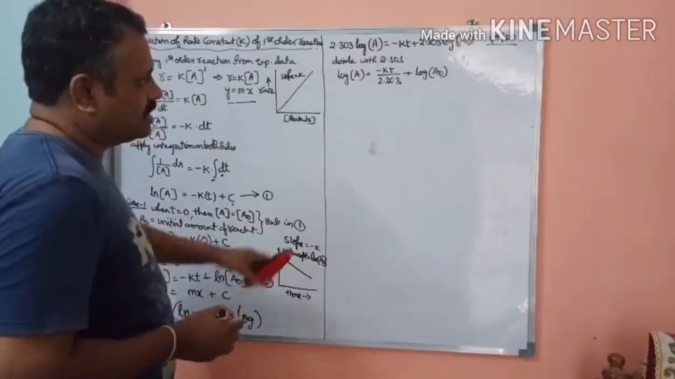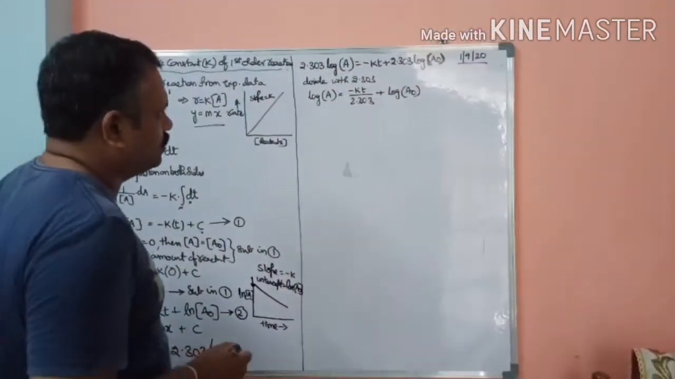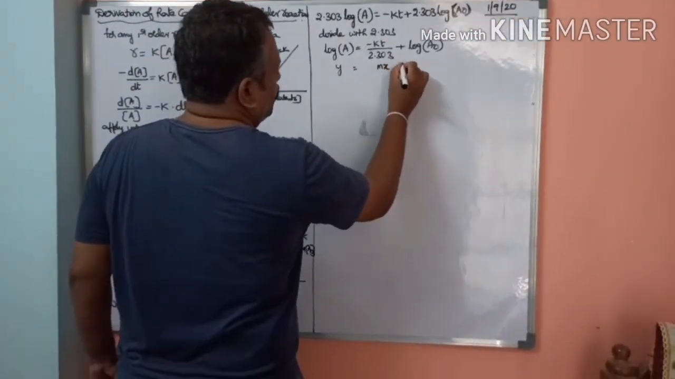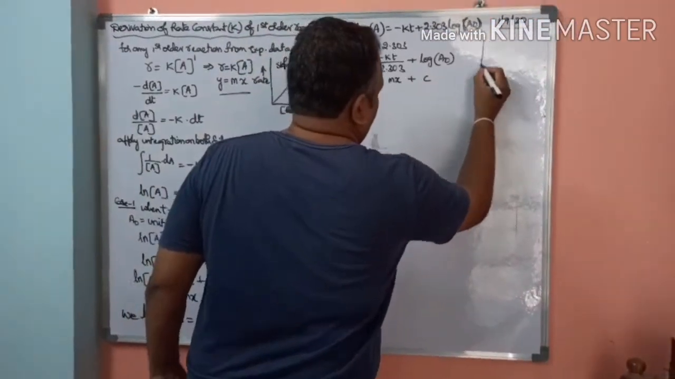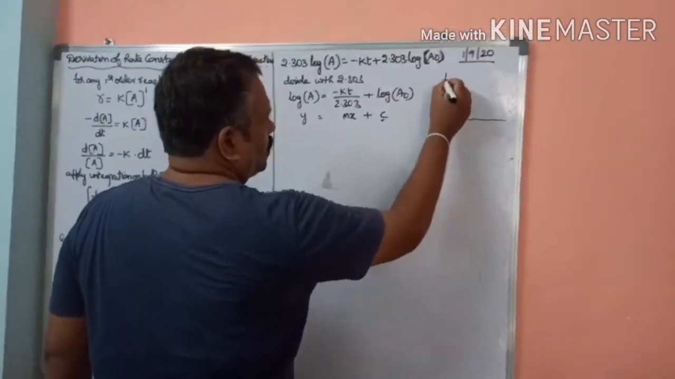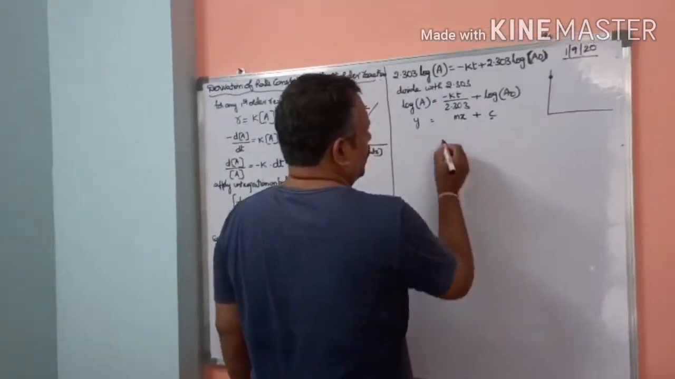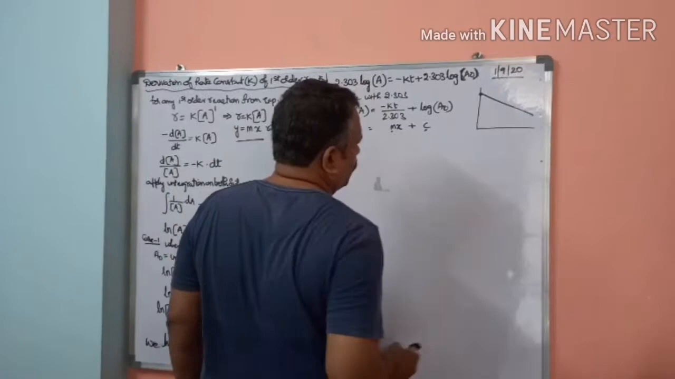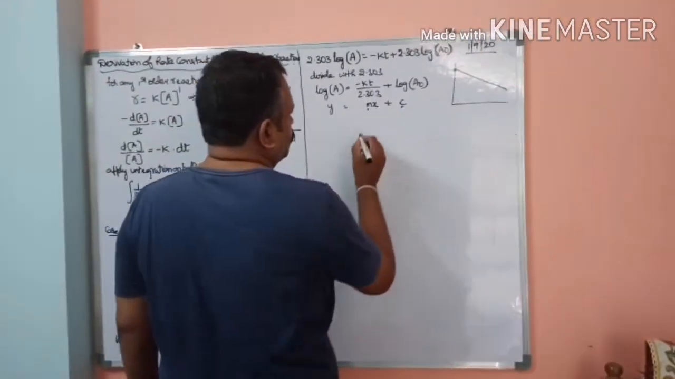Okay, let us rearrange this equation. You can observe this is also in the form of y is equal to mx plus c format. So you can draw a graph here also. As there is an intercept c, it will be making on the y-axis. As there is a slope with a negative sign, the shape of your curve will be again a straight line with a negative slope.